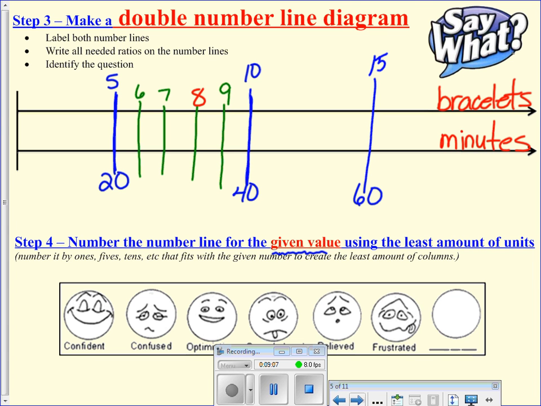So, can I make this 20, 21, 22, 23, 24, 40? No. They have to be even. We have to have even intervals. We have to number those at even intervals.